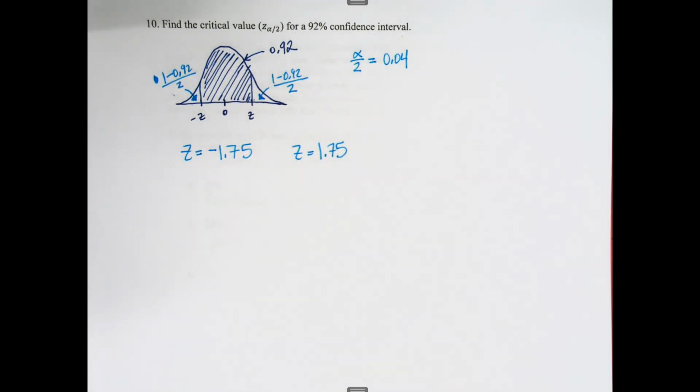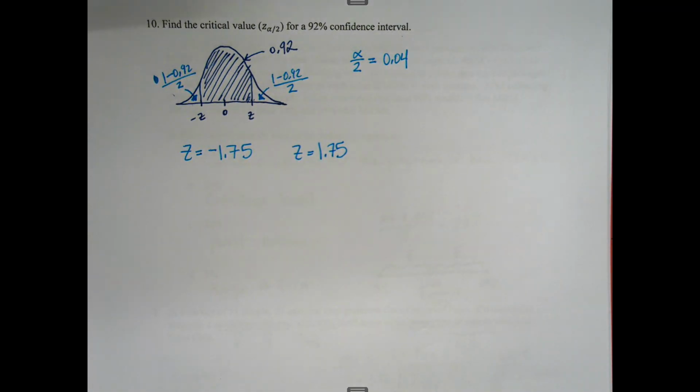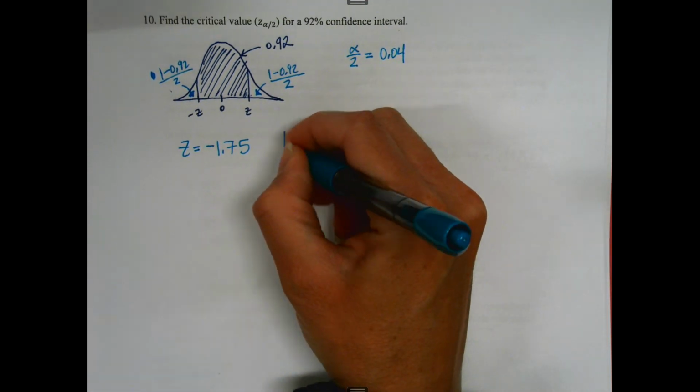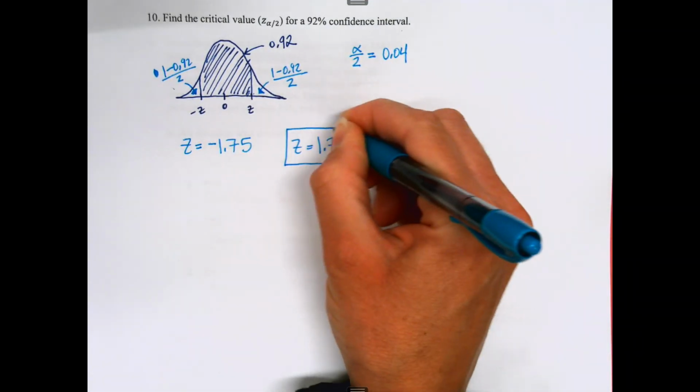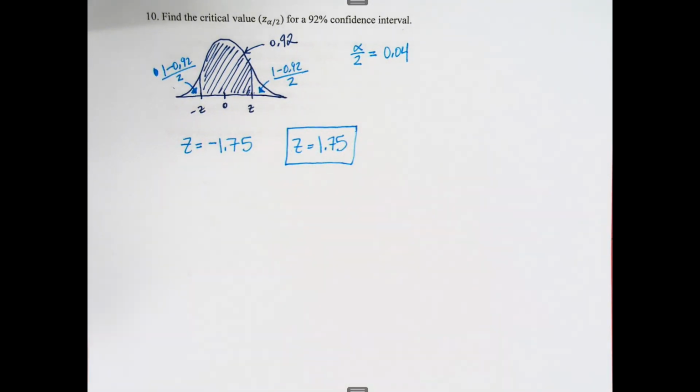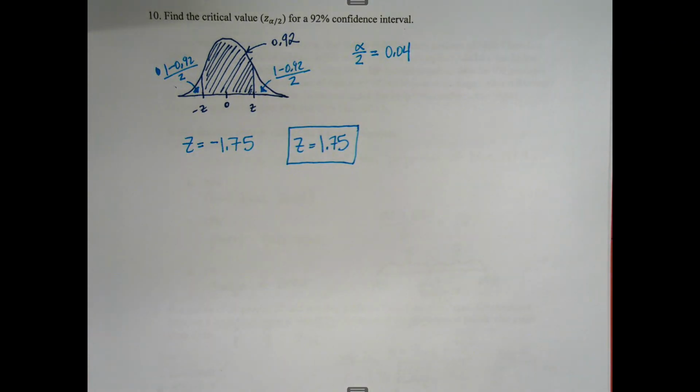When we use this as a critical value, we always use the positive one. So the critical value for a 92% confidence interval is 1.75.